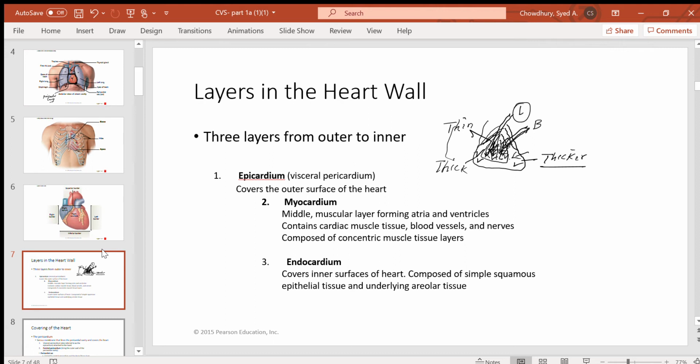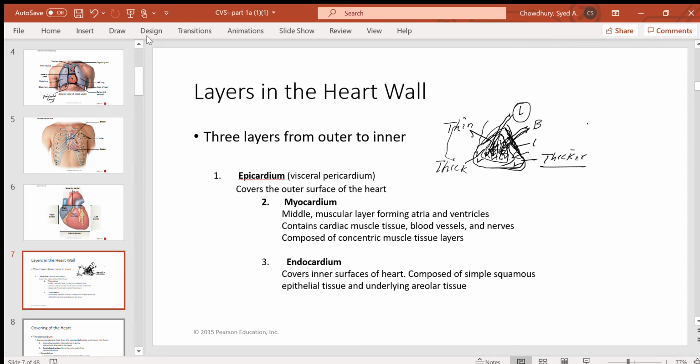Now if I want to see the layers in the wall of the ventricle, I will find that it has three layers in it. Okay, so what are those three layers? The outermost thin layer, which is like a membrane, is called the epicardium, and then the middle thick layer is called the myocardium.